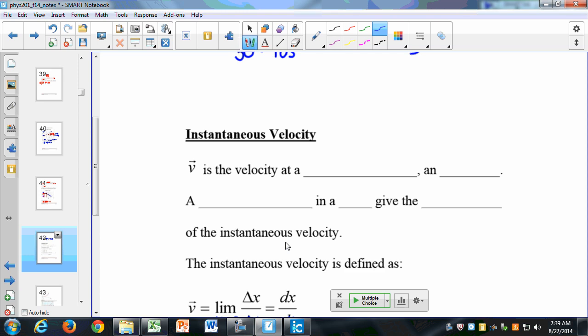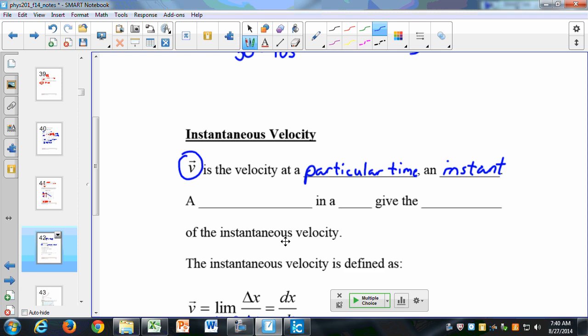So we're going to label instantaneous velocity with V with a little arrow over it. In fact, most of the time when we're talking about velocity, like if I just say velocity, I'm implying the instantaneous velocity. And it's just the velocity at a particular time or a particular instant. That's why we call it instantaneous. And usually when we measure velocity, we're measuring the instantaneous velocity, not the average velocity.